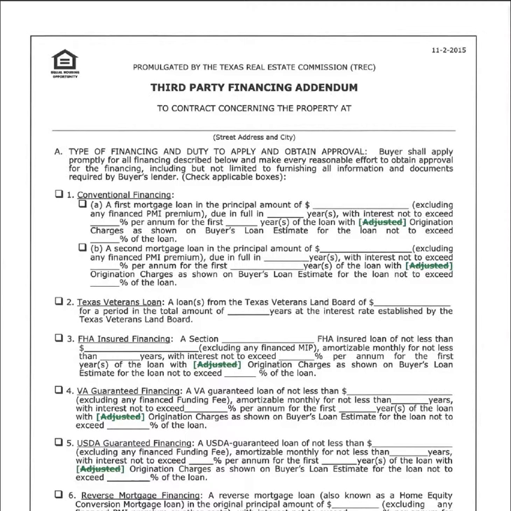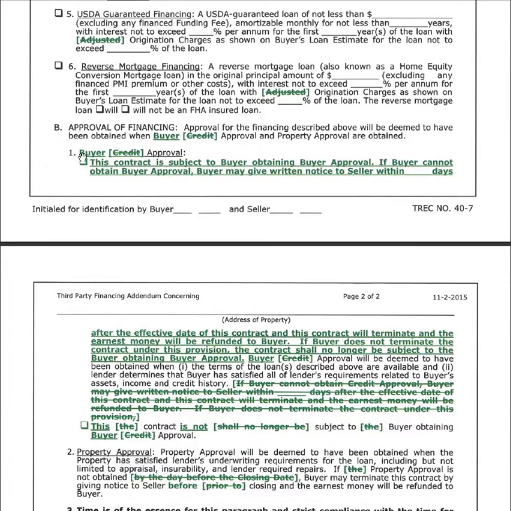We're now going to pick up with the third-party financing addendum as we referenced earlier. All of the information that was included in the contract that had to do with third-party financing has been migrated into this addendum. That's for clarity purposes. You'll find a couple of things were really modified in the third-party financing addendum that talk about the contract being subject to buyer approval or not subject to buyer approval.